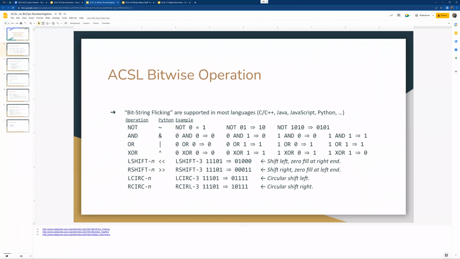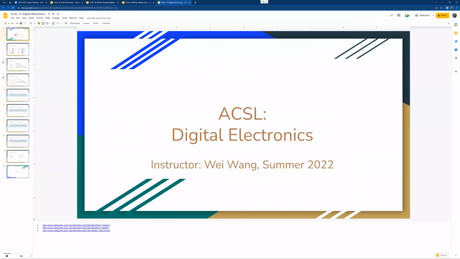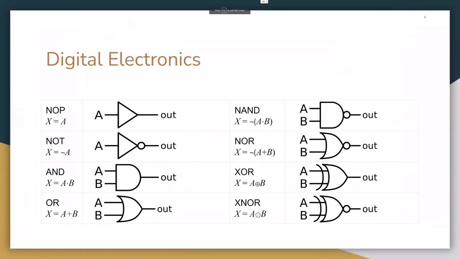So after that, we were supposed to do digital electronics. This is one type of problem in ACSL contests. If you look at the digital circuit stuff, they're actually the same things we have talked about. This is what ACSL calls a buffer. I call it a no-op, so there's no operation. Whatever comes in, comes out.